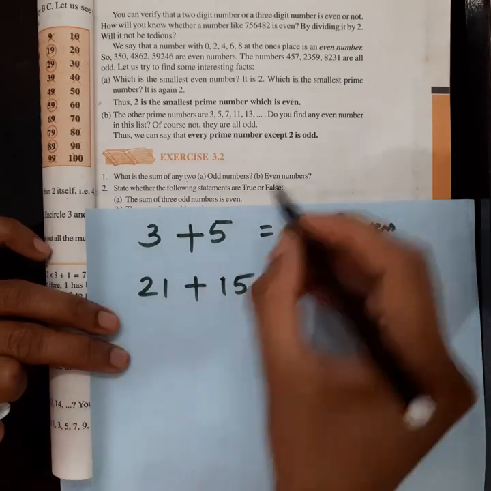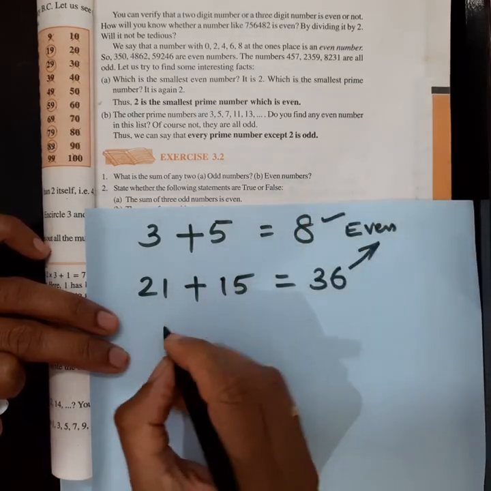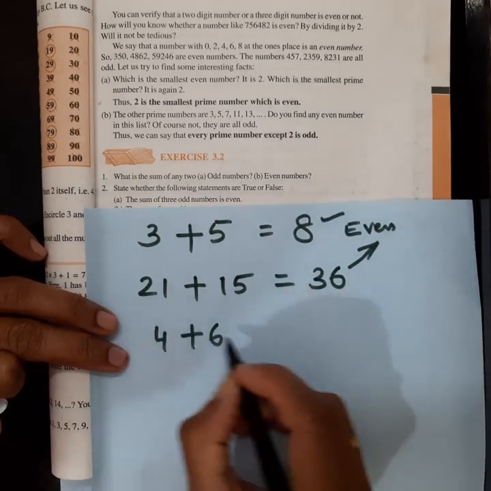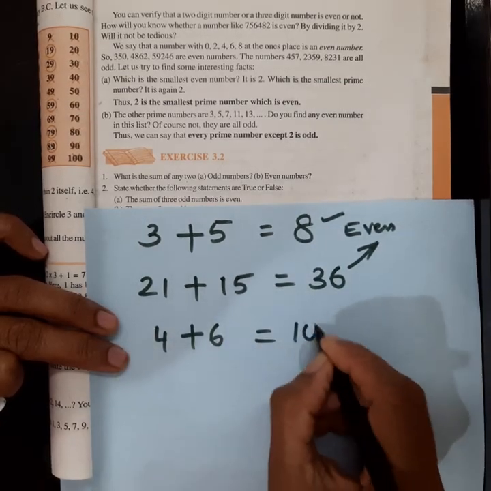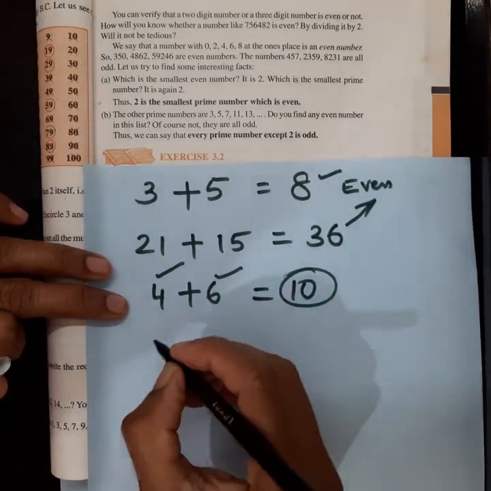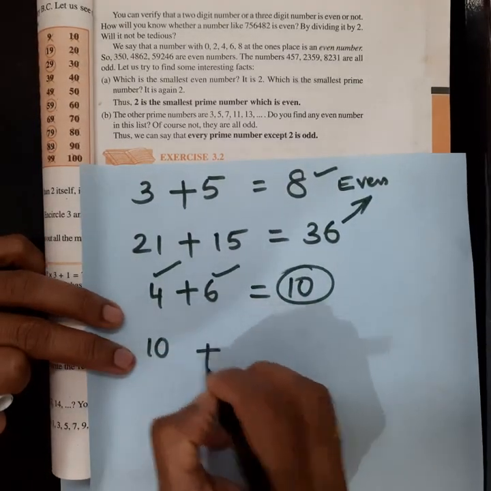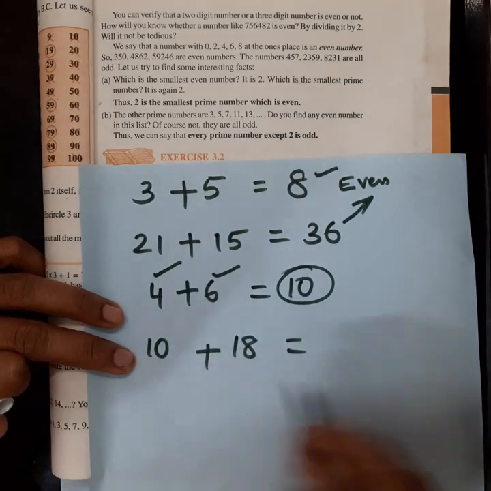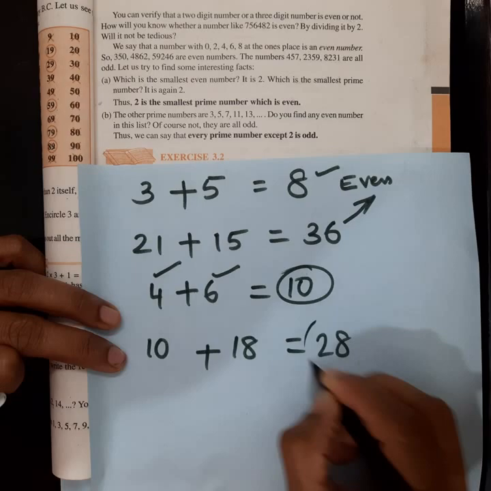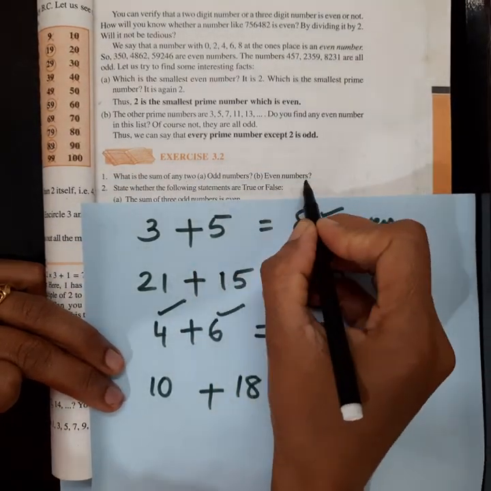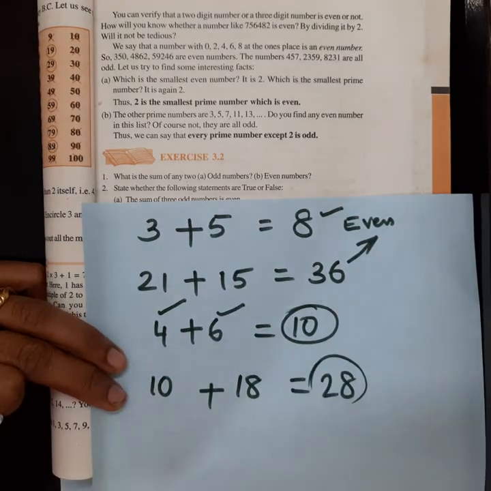Correct? Now, what is the sum of 2 even numbers? Let us take 2 even numbers, 4 and 6. 4 plus 6 is 10. 4 is even, 6 is also even, and the sum is also an even number. Another example, 10 plus 18 is 28. 28 is also an even number. So the sum of odd numbers is even, and the sum of even numbers is also even. So that is the question.